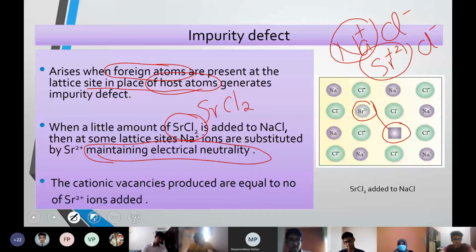Ma'am, what does the last point mean? The last point says that cation vacancies produced is equal to the number of Sr2 plus ions added. So you have added 1 strontium ion, and that is equal to the number of vacancies. 1 vacancy is there. So 2 Na plus are removed, and instead you added 1 Sr2 plus. So based on the number of Sr2 plus you are adding, 1 vacancy is created, because Sr2 plus is replacing one position and the second position of Na plus is left vacant.